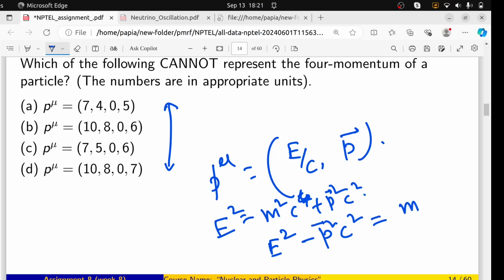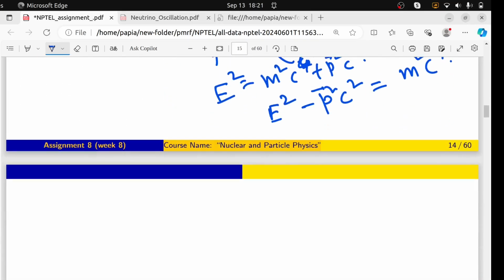That is equal to m squared c to the power 4. Just forget about c right now, because obviously I can put c equals to 1 everywhere. So E squared minus p vector squared should be equal to m squared.